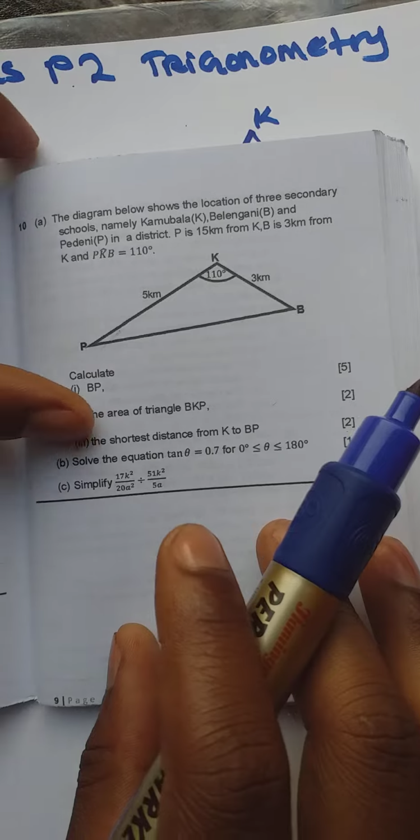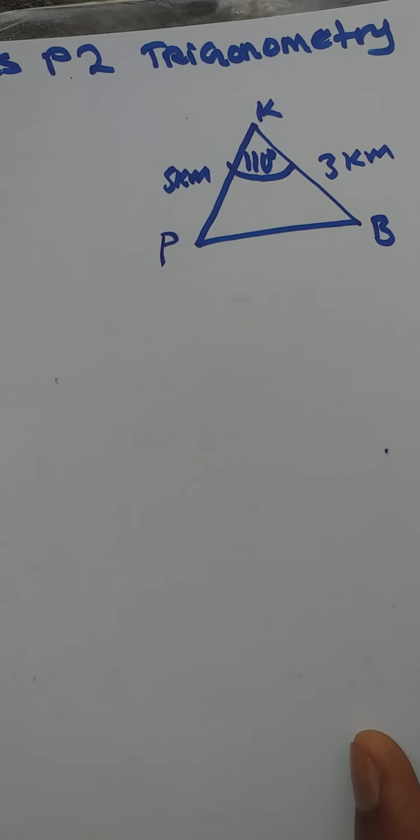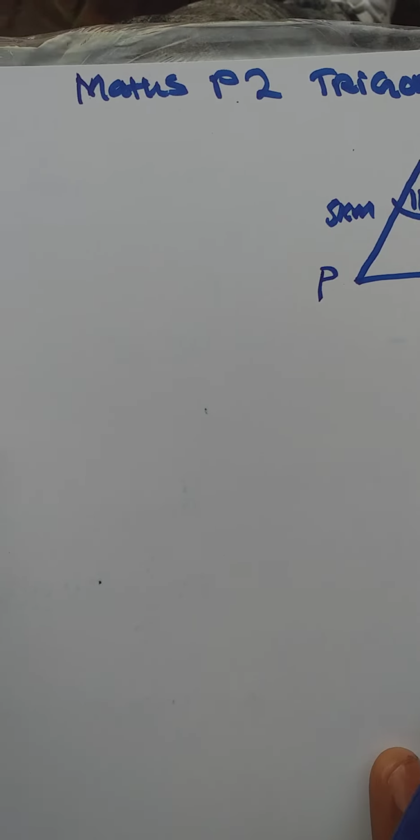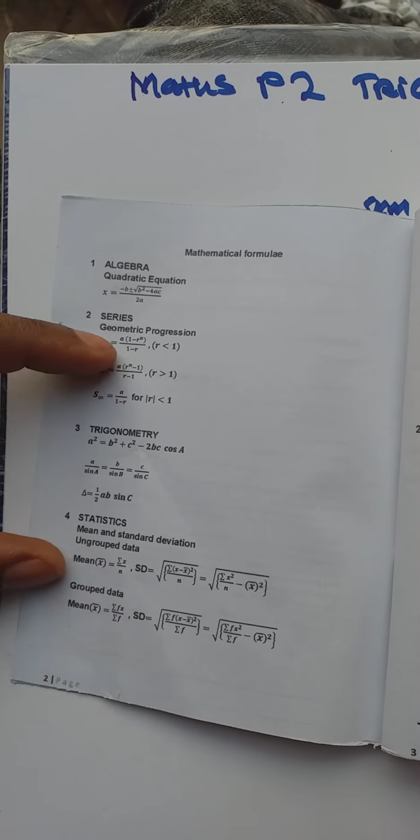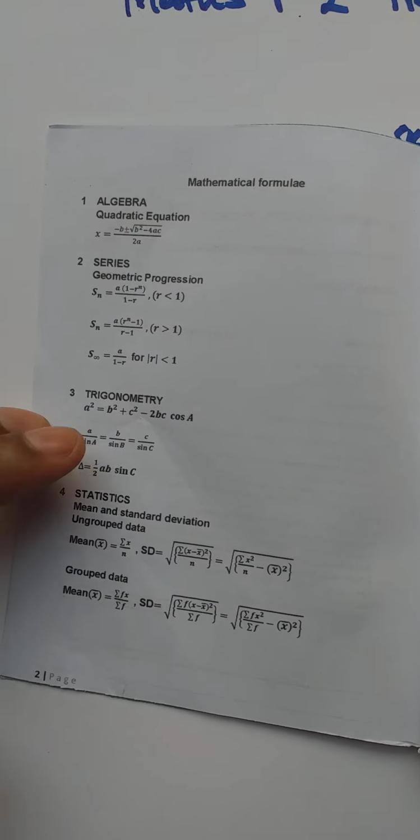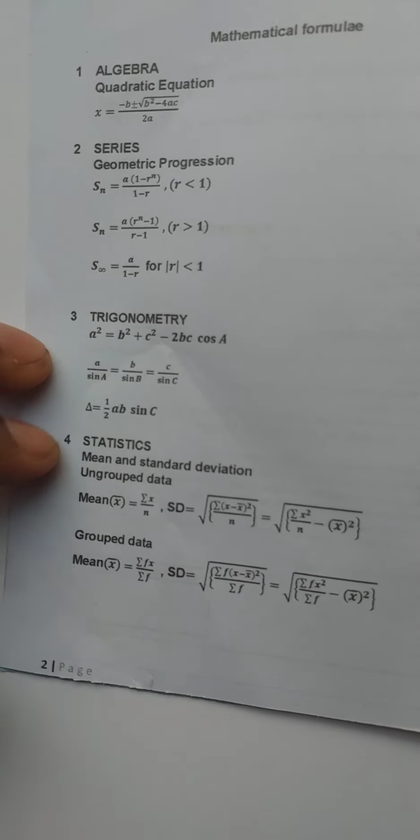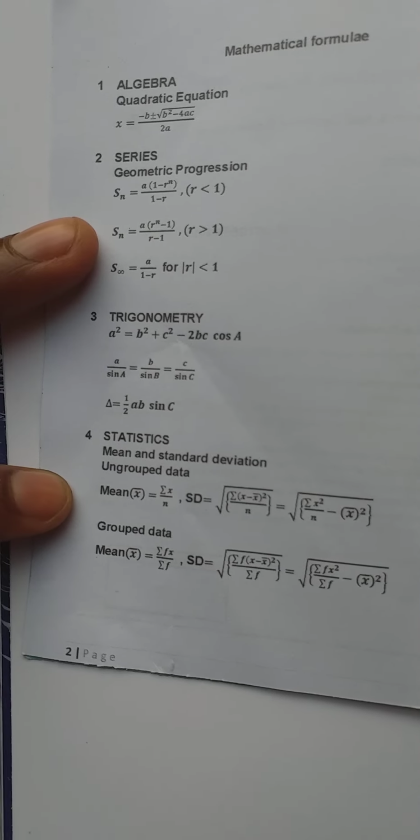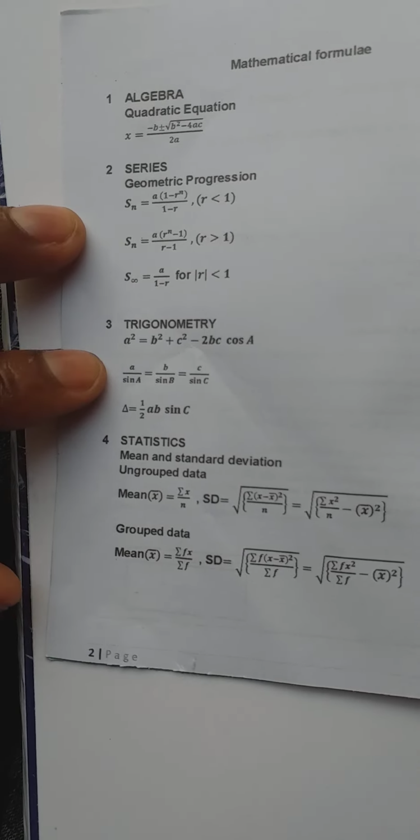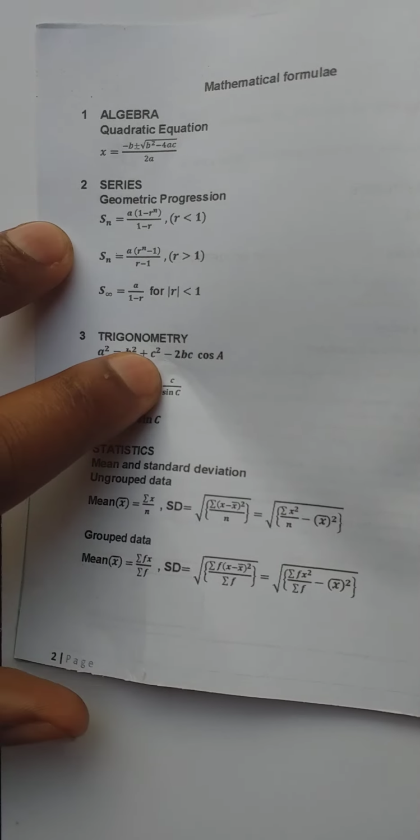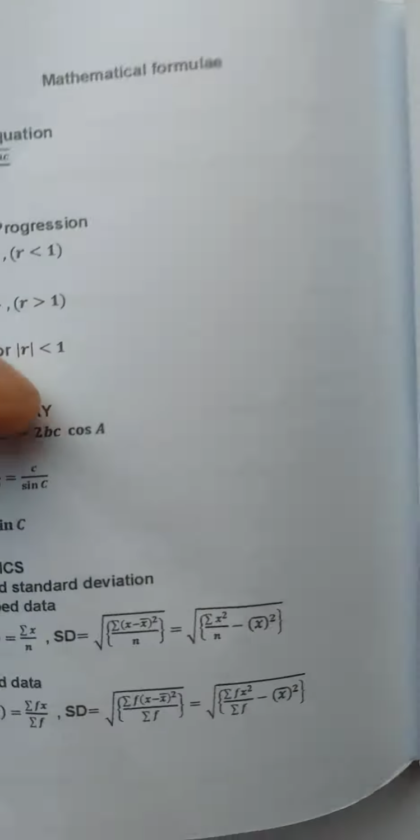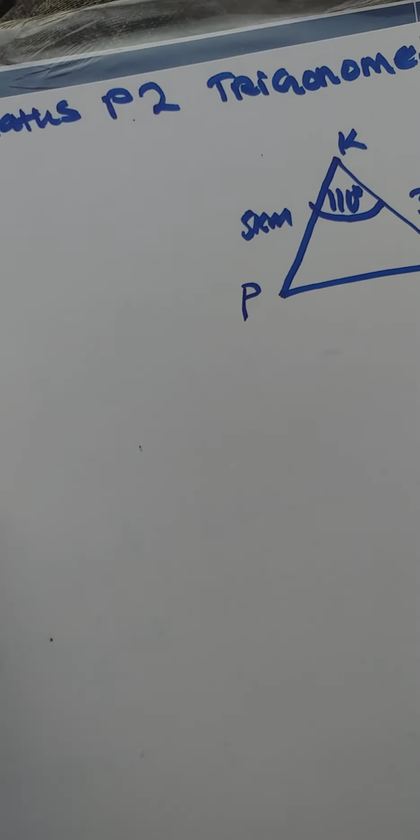For the cosine law, you need to know that the formula is provided in a mathematics question paper, so it is always provided. Once you open the cover page, there will always be formulas that they give, and the formula you see here is the formula for the cosine rule. It has three variables: a, b, as well as c. Very important. Okay, so let's get started.